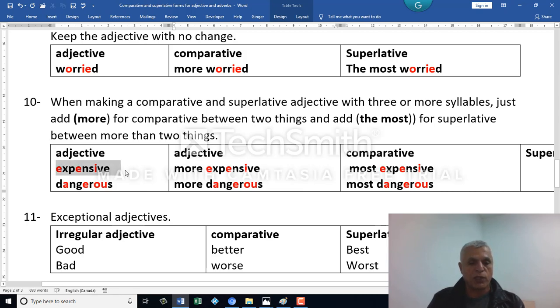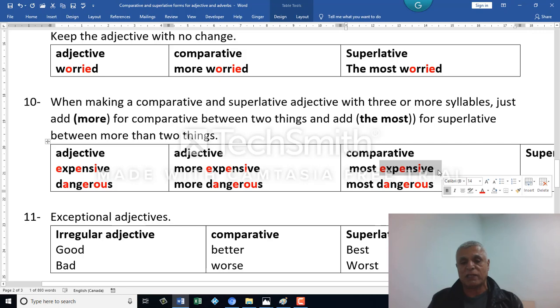We don't change. See here, the adjective is the same. Only we add more in the front of the adjective. Then we make it comparative. Then we add most or the most. Then we keep the adjective expensive.